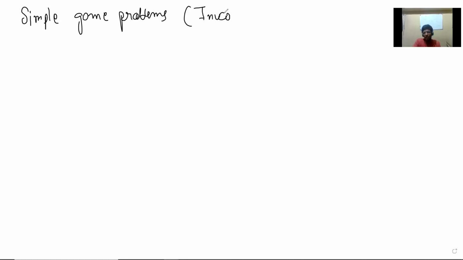So maybe a simple, very simple game problems, two player games, right? And there's some sort of invariance flavor there, but just look at it as a game and try to solve it. Invariance. Okay, so I will do a few and then you'll find many more if you Google, or don't Google.